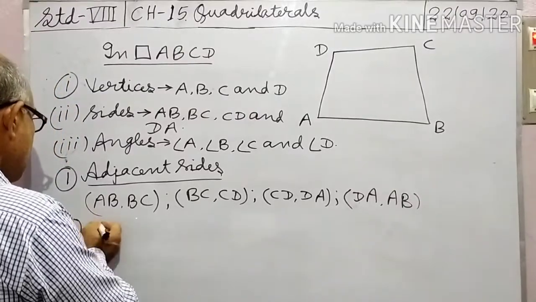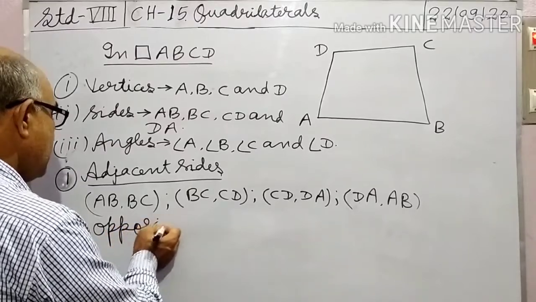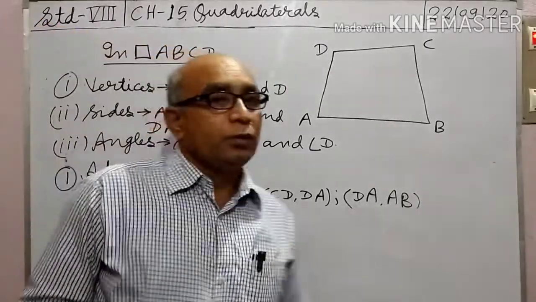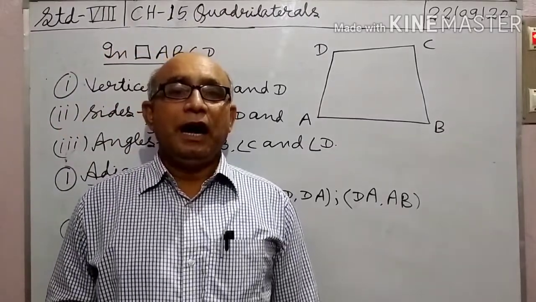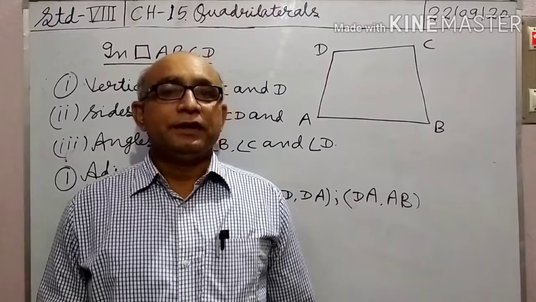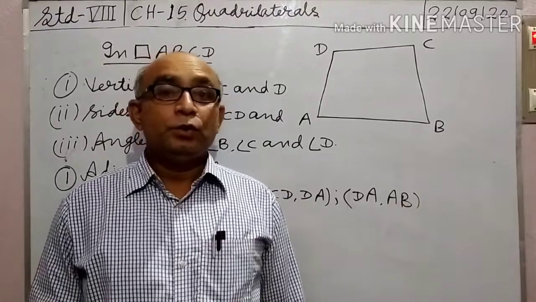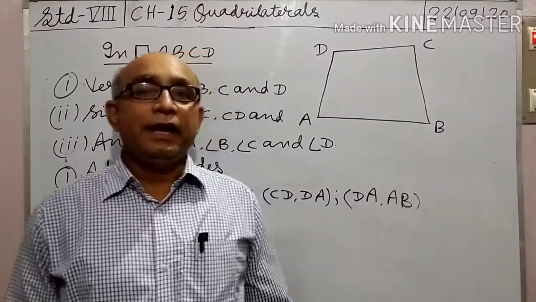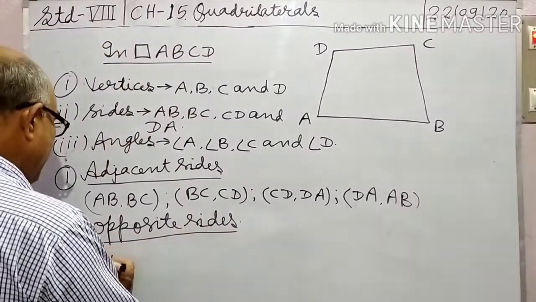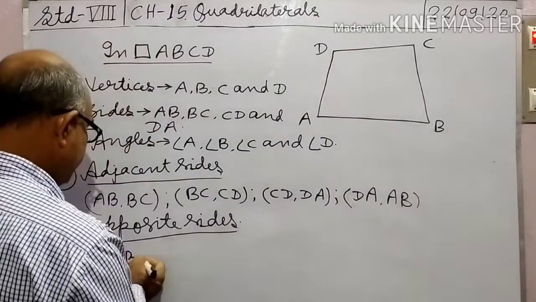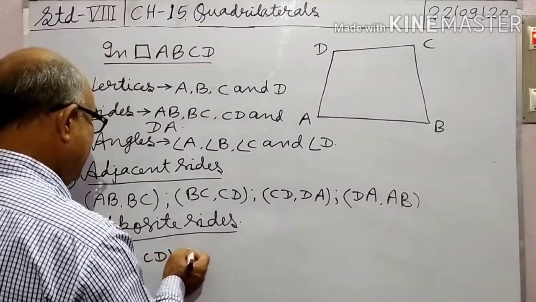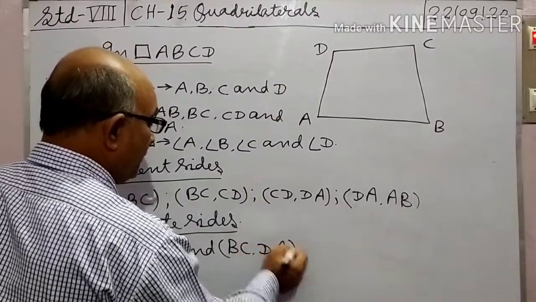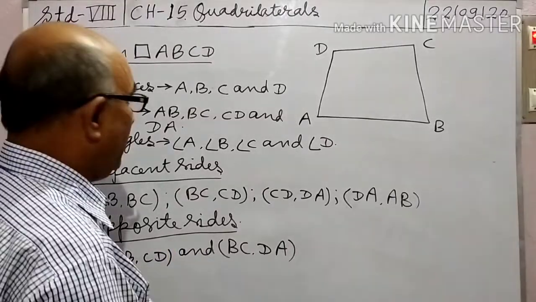And second is opposite sides. Two sides of a quadrilateral are called its opposite sides if they do not have a common endpoint, such as AB and CD, and BC and DA: two pairs of opposite sides.